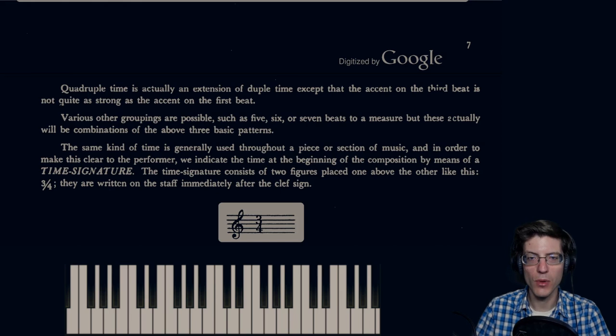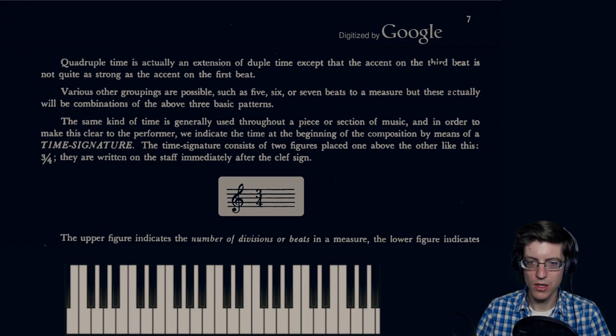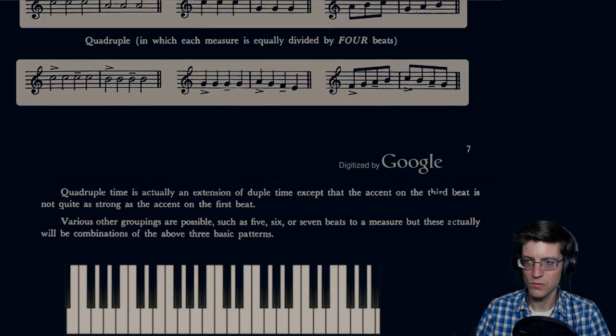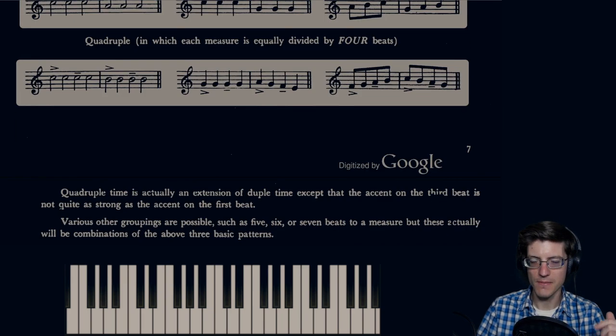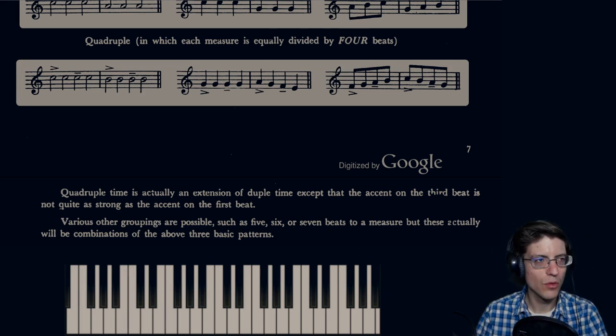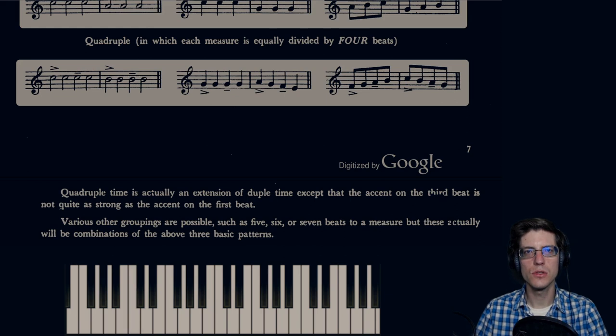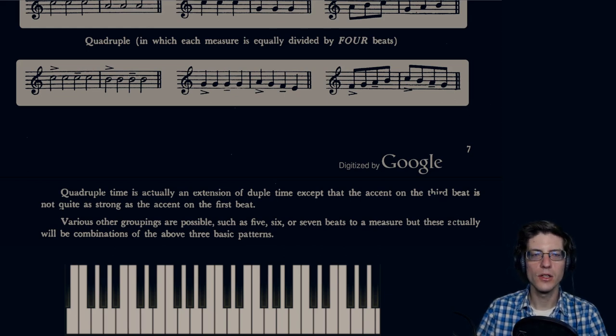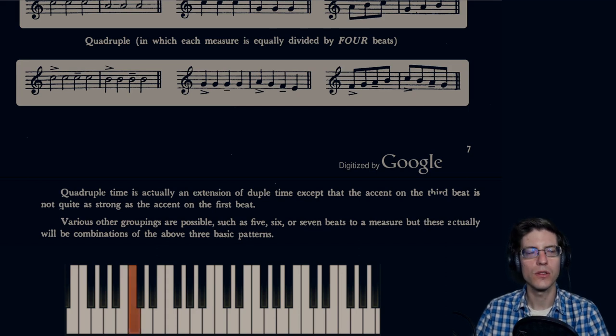Various other groupings are possible, such as 5, 6, or 7 beats to a measure, but these actually will be combinations of the above three patterns. So five beats could be either 2 beats and then 3 beats: 1, 2, 1, 2, 3. Or it could be 3 and 2: 1, 2, 3, 1, 2.